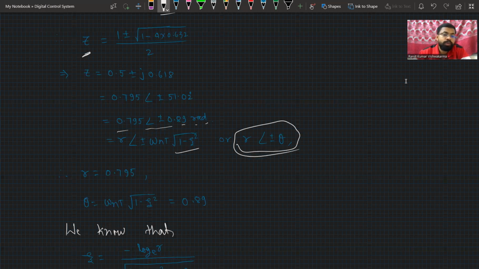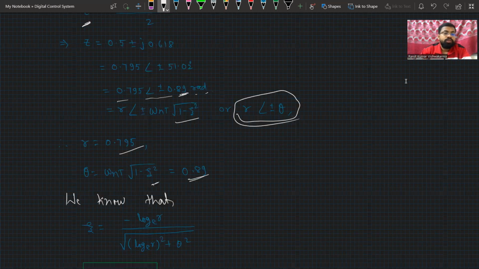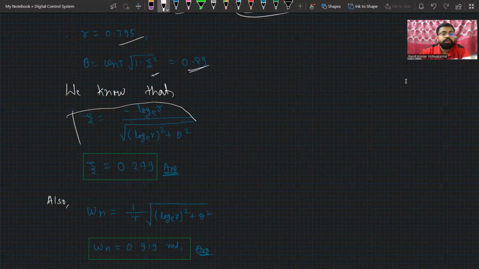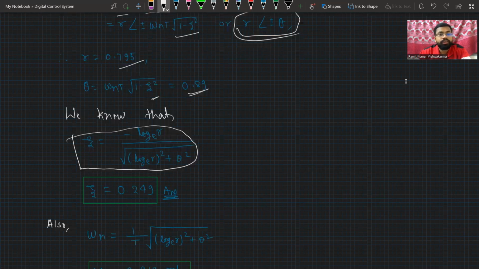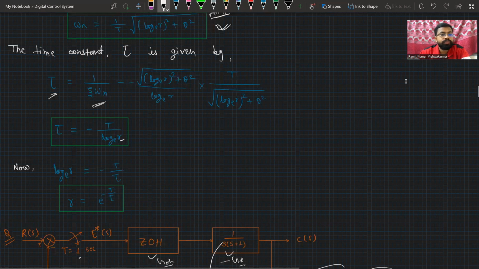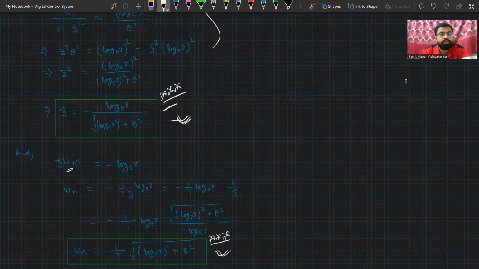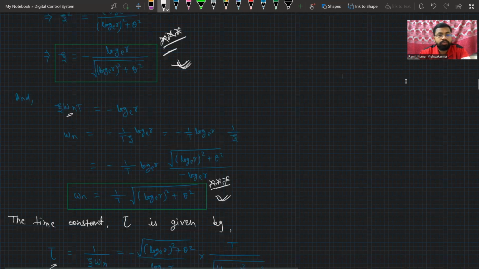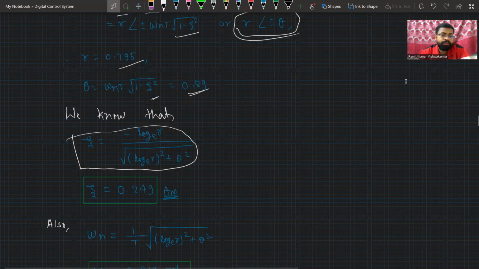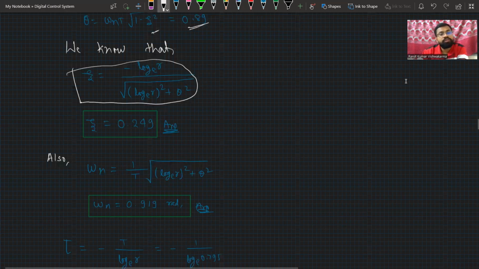From here we can compare these two equations. So we will get r equals 0.795, and theta is omega n T root under 1 minus zeta square, which is 0.89. Now we know the formula of zeta, which I have calculated here, as you can see. This one I told you is very, very important. After writing the formula, just substitute all the values and you will get the value of zeta, that is 0.249.